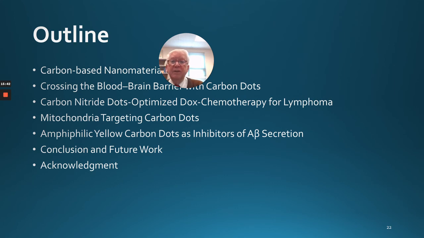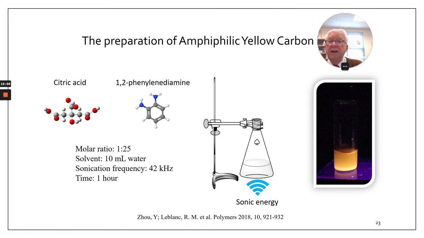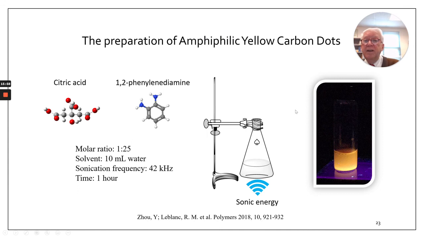So the next one is related to another type of carbon dot. This is a yellow carbon dot. And we know that this yellow carbon dot can inhibit A-beta secretion and APP interaction. The way to prepare it is again a bottom-up approach using citric acid and 1,2-phenylenediamine, with water as the solvent, and sonication at a frequency of 42 kilohertz for 1 hour.